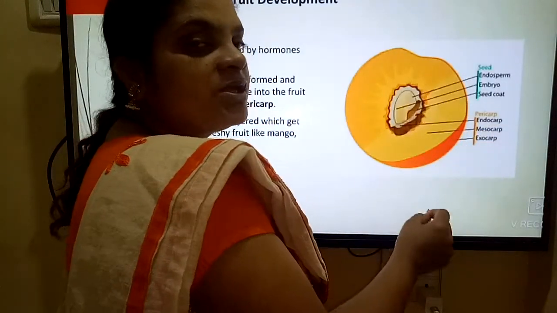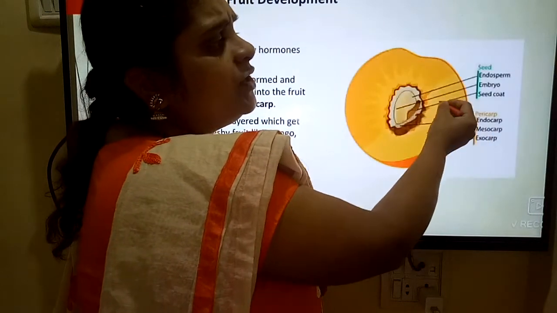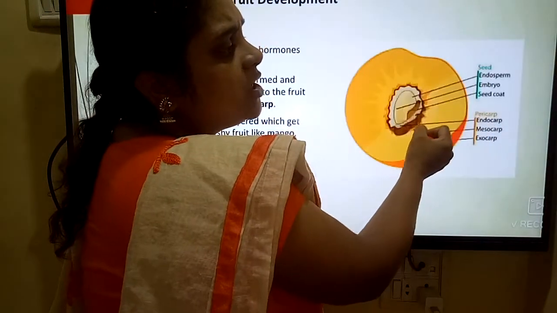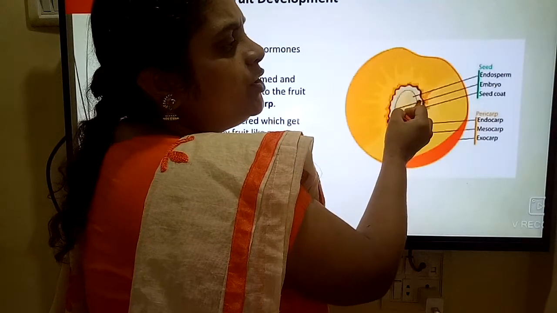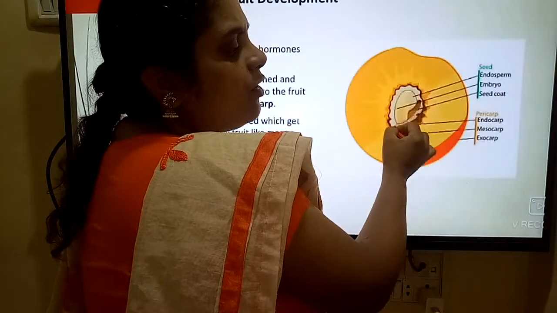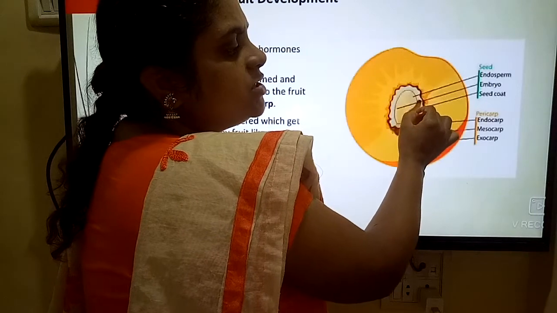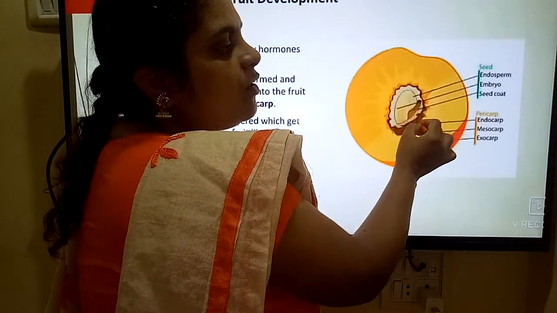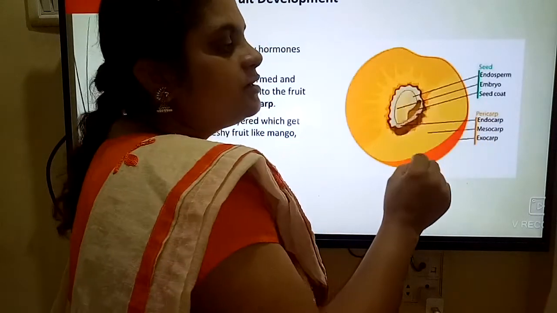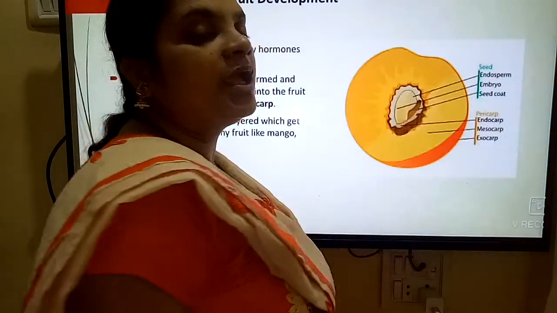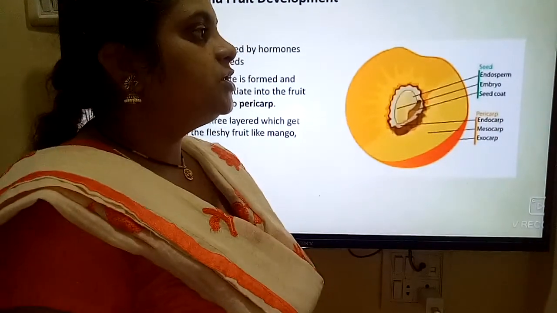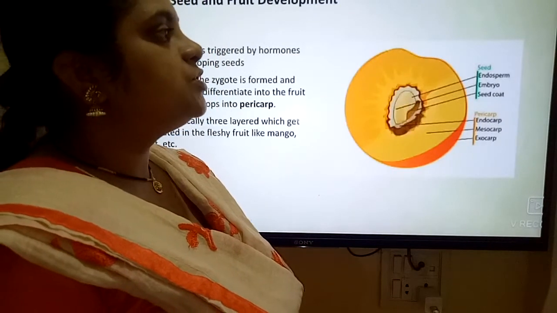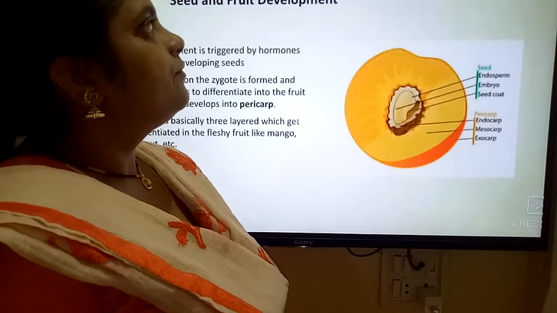Now here is a seed, which again shows the parts: endosperm, embryo and seed coat. Around the seed coat we can observe a hard structure called the endocarp, which is part of the pericarp. This structure we observe in the fruit.